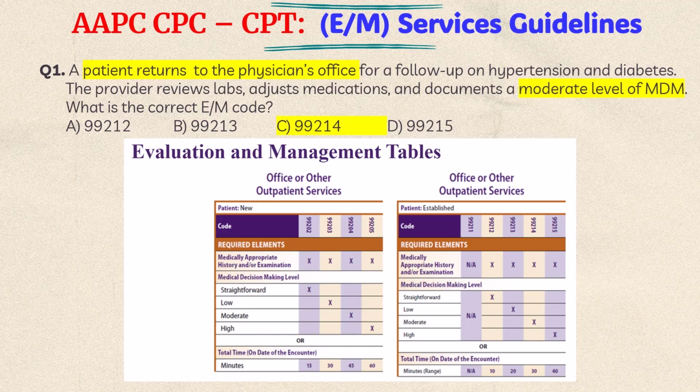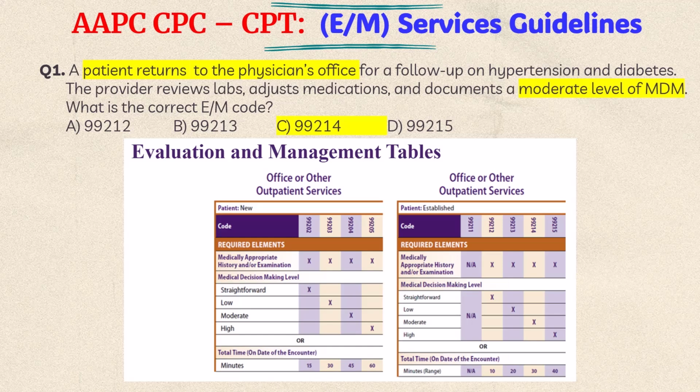In this case, you can find the answer by several methods. A very easy, straightforward method is, first you have to highlight the question. Here, the patient returns means it's an established patient, and the level of MDM is moderate. When you go to the evaluation and management guidelines of the CPT code book, before the guidelines you will get the evaluation and management tables. In the tables, it is categorized by office or other outpatient services, nursing care, home care. So there are several tables available. In this case, the patient comes for the office visit, so you have to go to the office visit table.